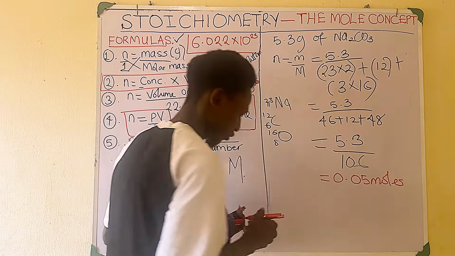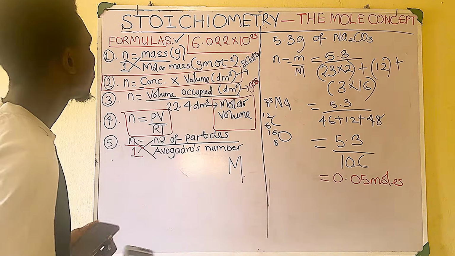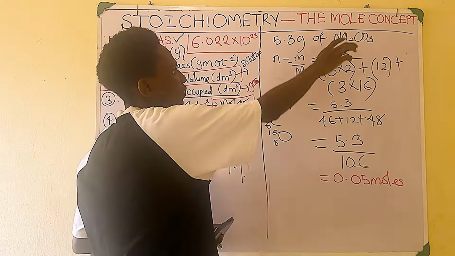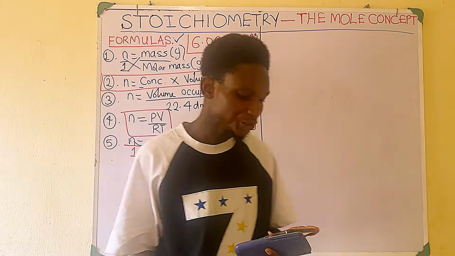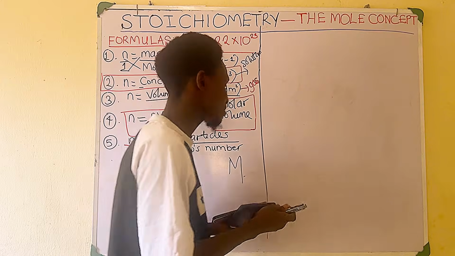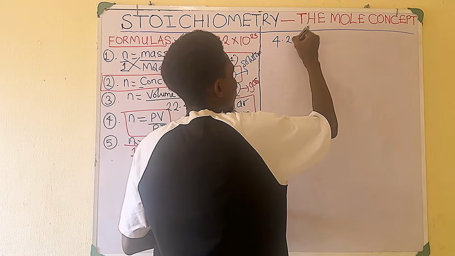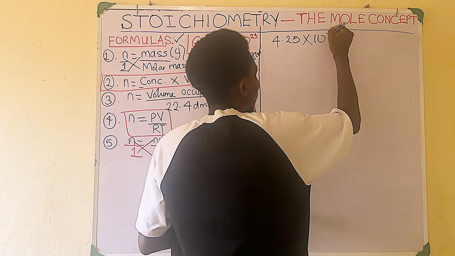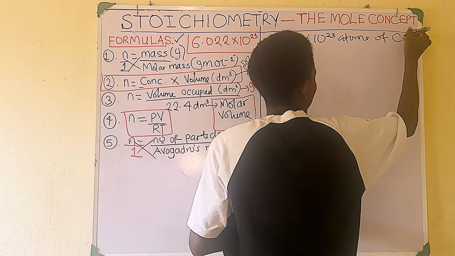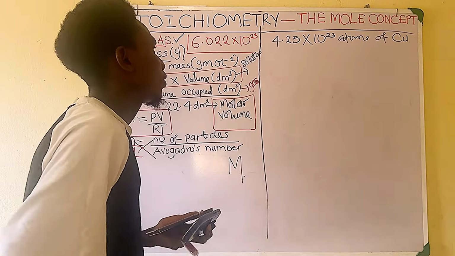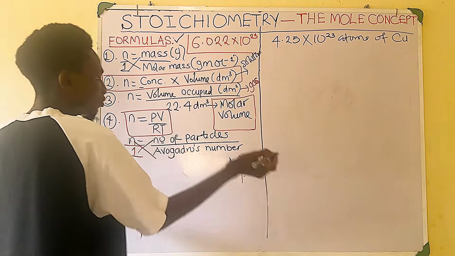So for the first question, I've gotten the number of moles for 5.3 grams of Na2CO3 to be equal to 0.05 moles. The next question is 4.25 times 10 raised to the power 23 atoms of copper. Now, what are we going to be solving? As you just saw, atoms, we're talking about Avogadro's number.